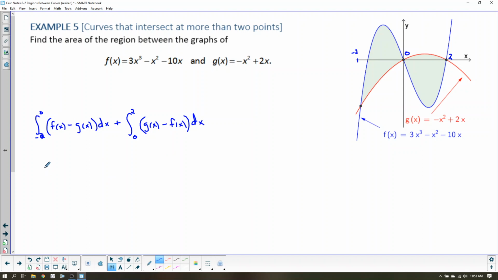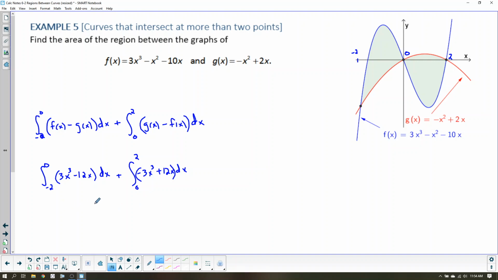Alright, so if you actually do this difference, if you subtract those two functions, this function minus this function, you get, looks like, 3x cubed minus 12x. And then this one is just flipped around, which means it has to just be the negative of this. So -3x cubed plus 12x. And then you simply integrate both of these.